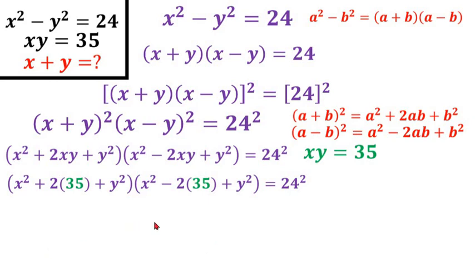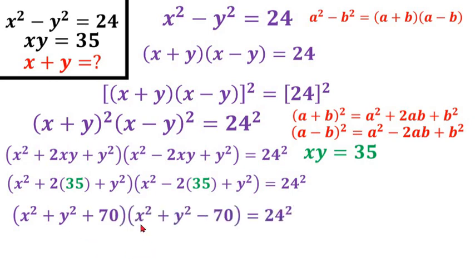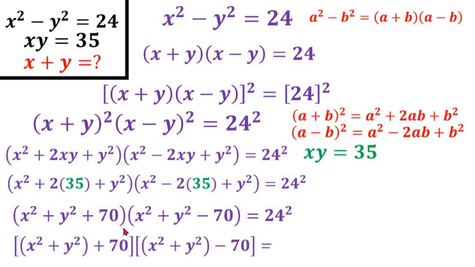Now if we simplify this, our 2 times 35 would ultimately be 70. So we would have x squared plus y squared plus 70 times x squared plus y squared minus 70. Now what we can do is rewrite x squared plus y squared on both sides of these in their own parentheses, just like so. That's important because I will show you. Let's get a new slide.